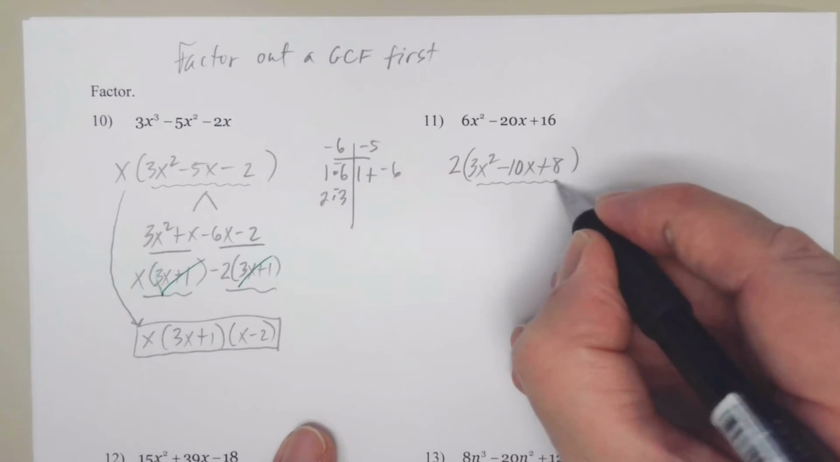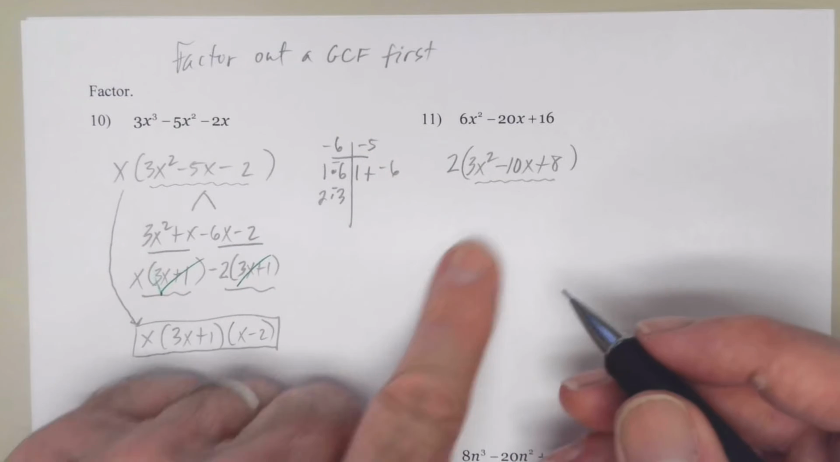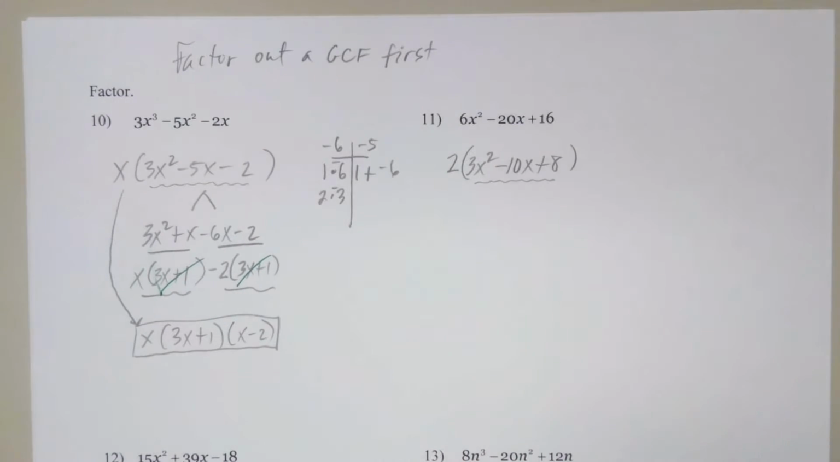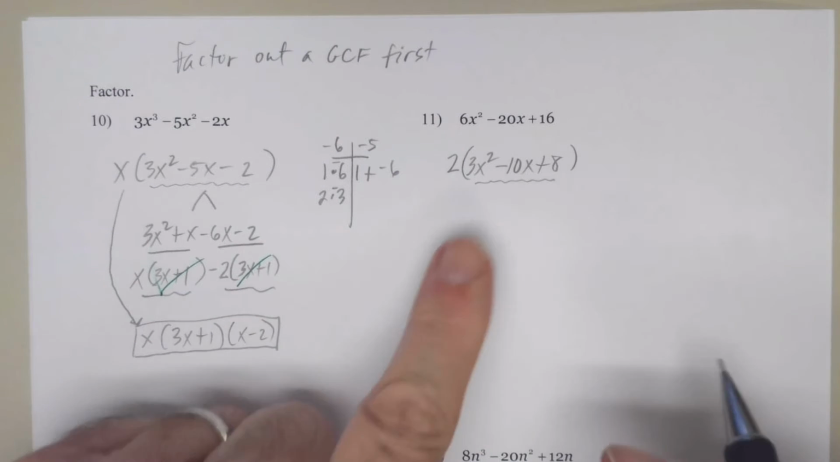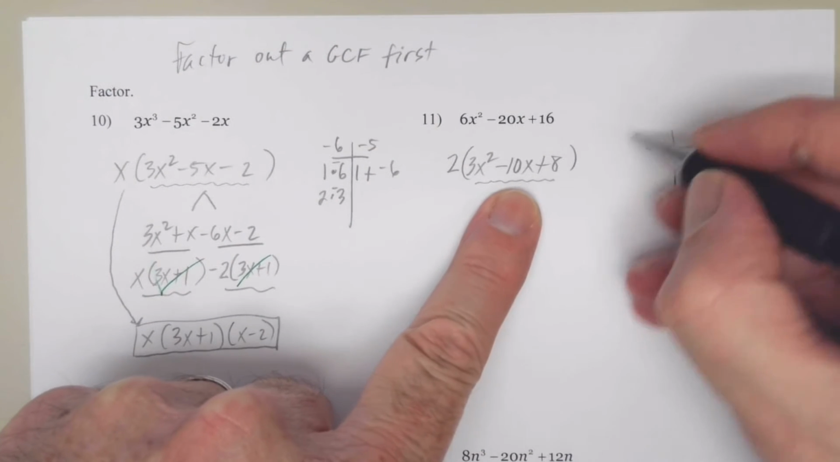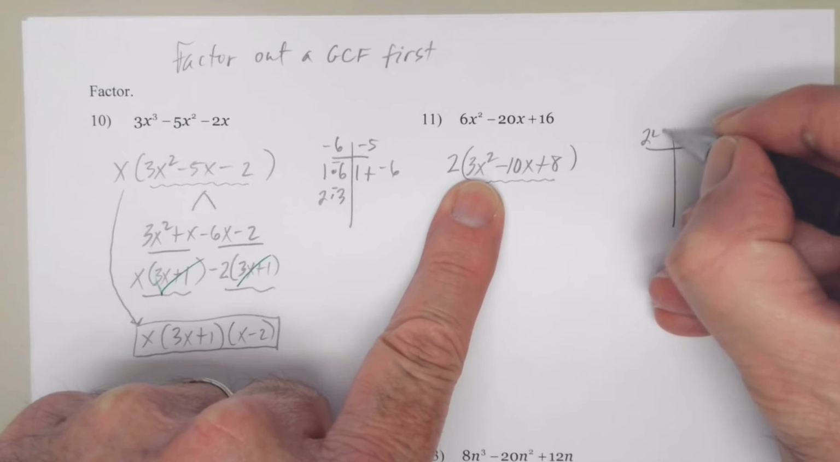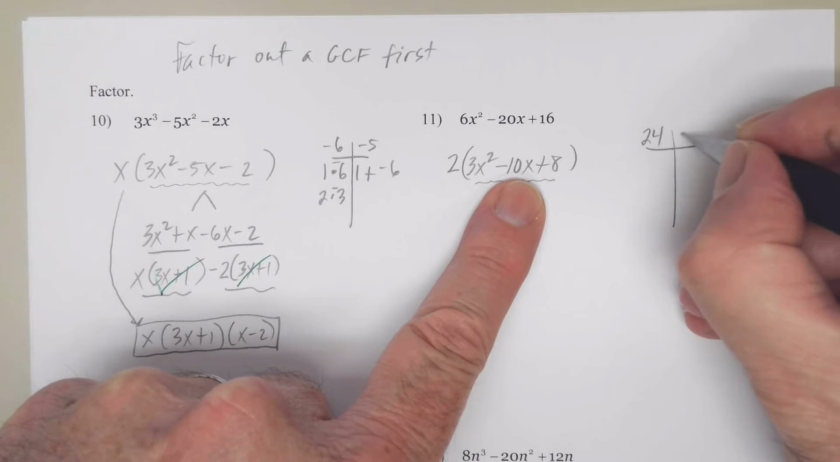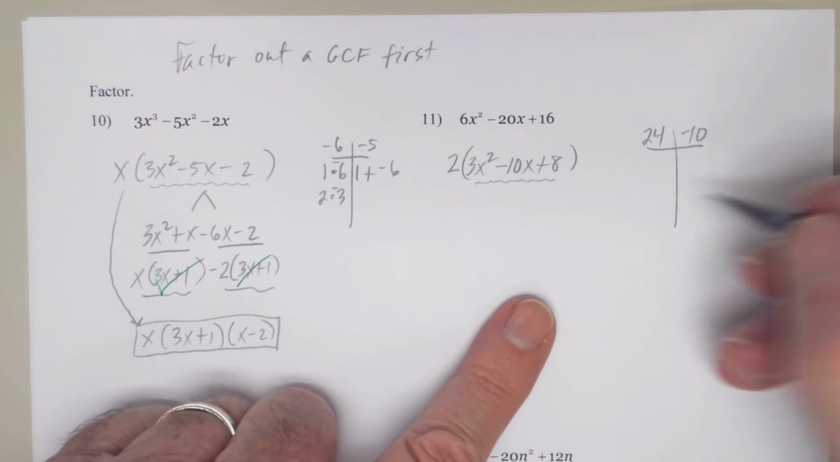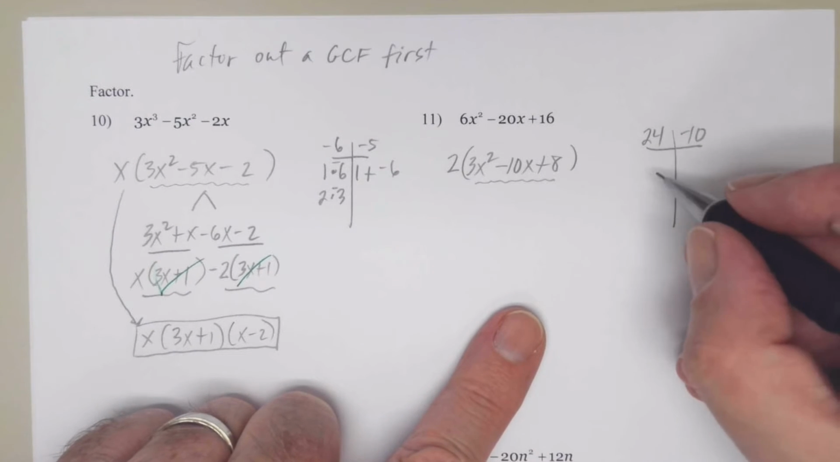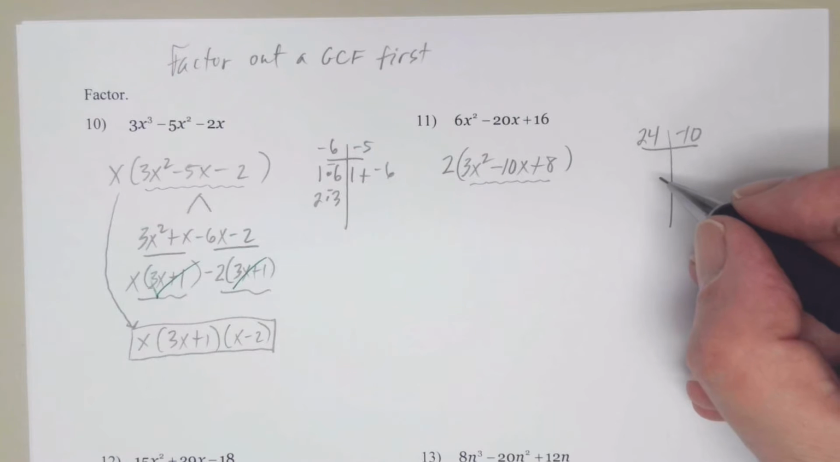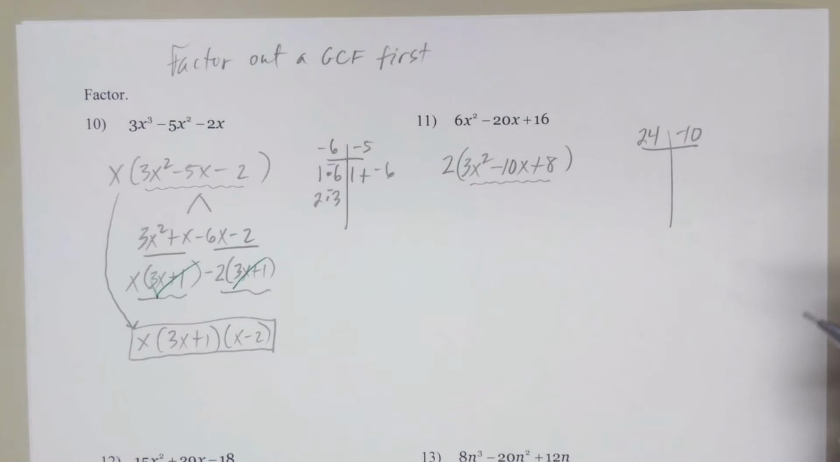So again, we're going to now use the AC method to factor this part here. So far all we've done is factor out a GCF of 2. So I need two numbers that multiply to 3 times 8, which is my AC, that's 24, and add up to -10. Now again, I've been going through all the possibilities, but if you see the numbers that work, then go with it. So see if you can figure that out just by looking at it. It's going to be 4 and 6, and they're going to both be negative.